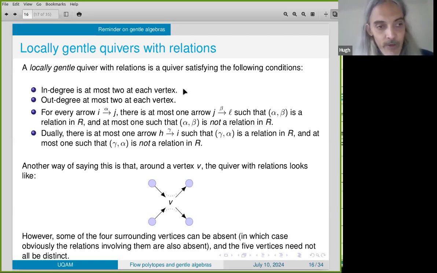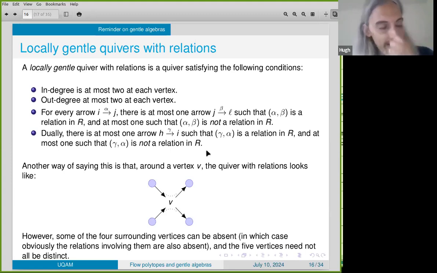then we're going to look at a picture which is more illuminating. So the in-degree is at most 2 at each vertex. The out-degree is at most 2 at each vertex. For every arrow, there is at most 1 arrow that carries on from it, which forms a relation with the first one, and there's at most 1 that doesn't form a relation. And also for every alpha, there's at most 1 gamma so that gamma alpha is a relation, and there's at most 1 so that gamma alpha is not a relation.